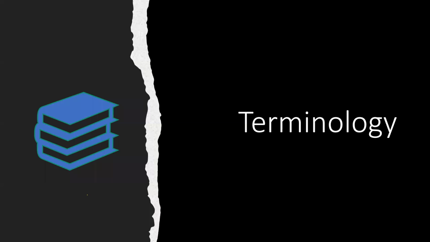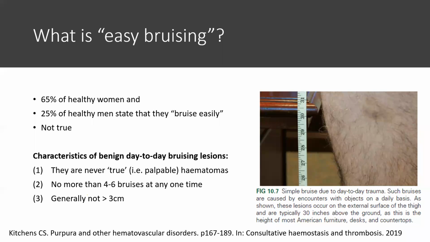Now, we need to familiarize ourselves with a set of terminologies. First of all, what is easy bruising? So 65% of healthy women and 25% of healthy men state that they bruise easily, but this is not actually true. The characteristics of benign day-to-day bruising, also known as simplex purpura, is that these are never true or palpable hematomas. They are not more than 4 to 6 at a time, generally not more than 3 centimeters. So this is not a bleeding disorder.